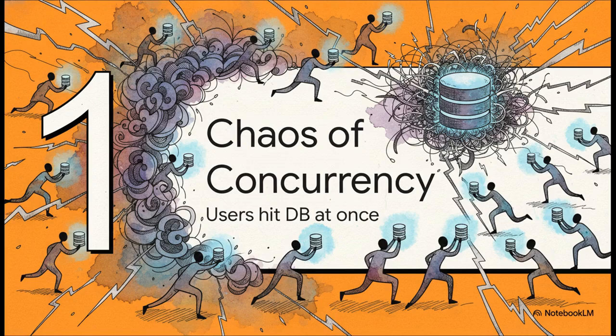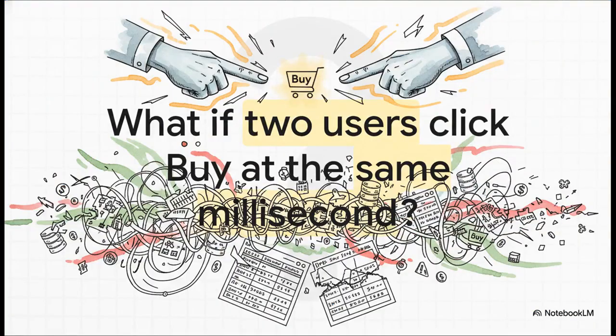Section 1. The chaos of concurrency. Users hit the database all at once. Application development is tough enough when you're just building something locally for one user. But the second you move to a production environment with hundreds or thousands of concurrent users, the complexity absolutely skyrockets, because any piece of data can unexpectedly change at any given moment.